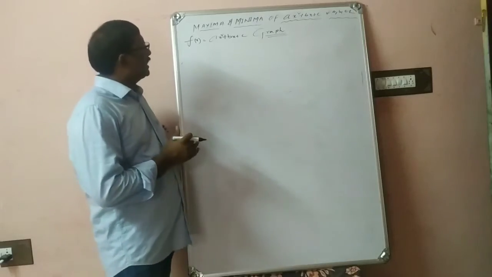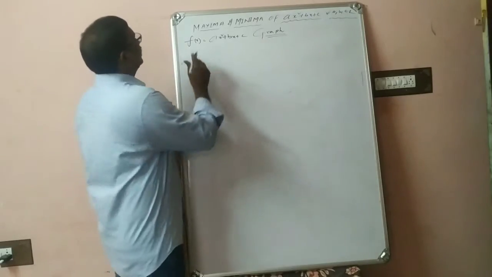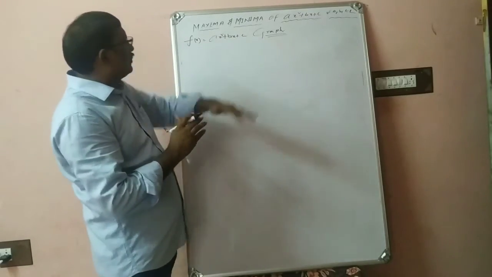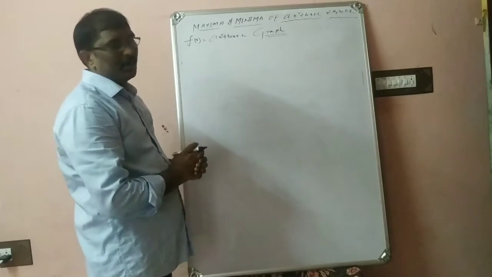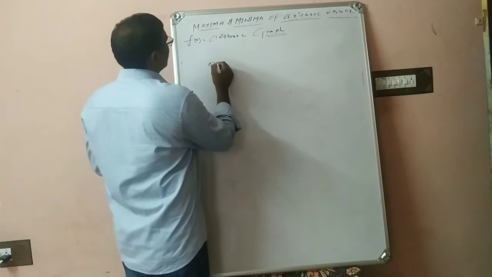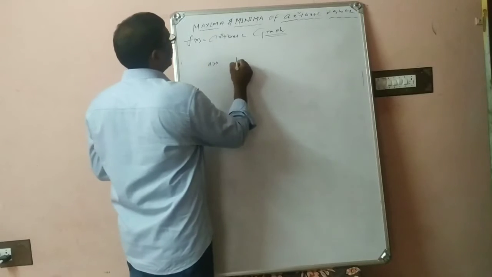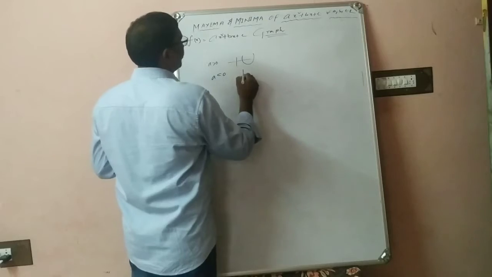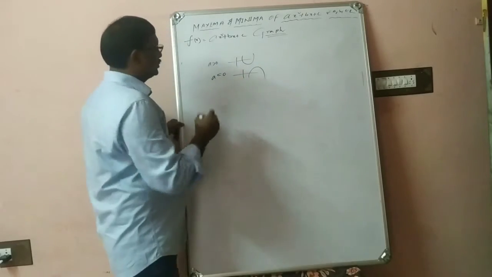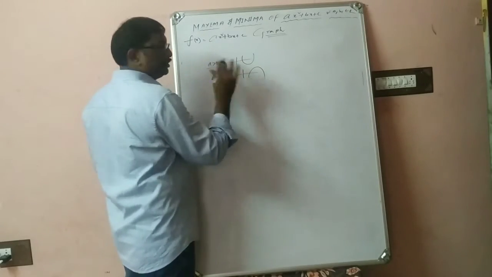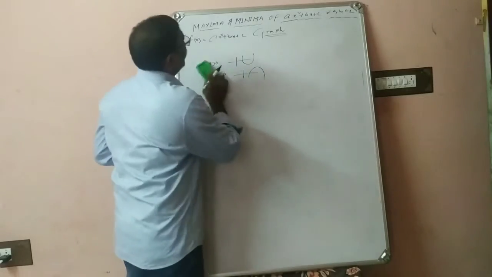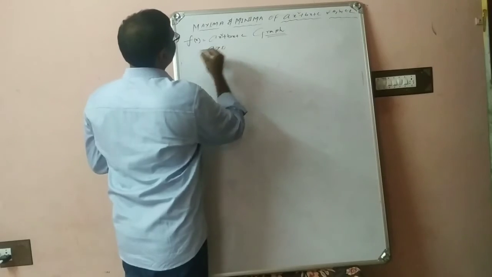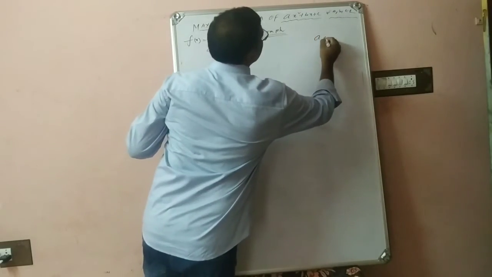See about the maximum and minimum graphically. So f of x is equal to ax square plus bx plus c is a quadratic expression. What is the graph of the quadratic expression? It is a parabola. If a is positive, the x square coefficient is positive, you will get an upward parabola. If a is less than 0, you will get a downward parabola. So now we are going to take two cases here: first, a is greater than 0, and then a is less than 0.